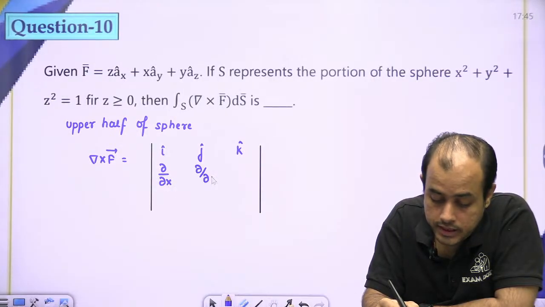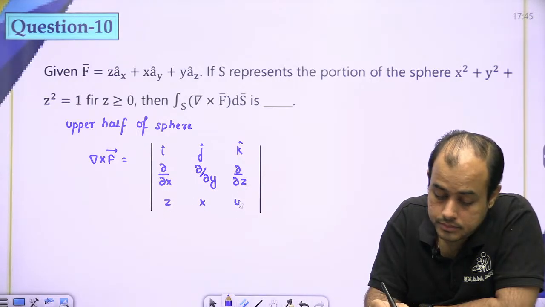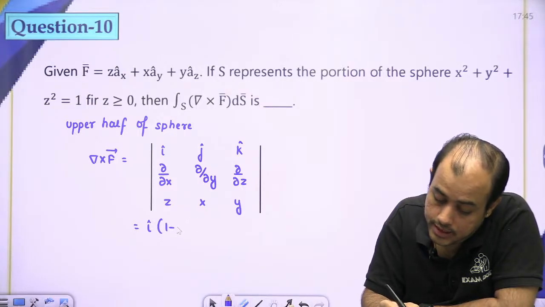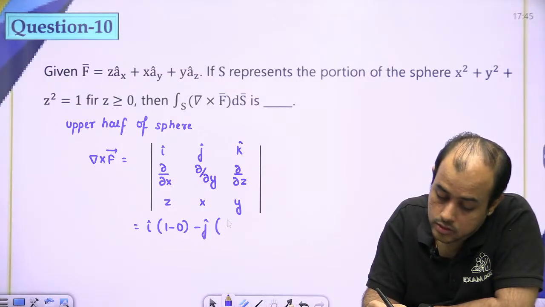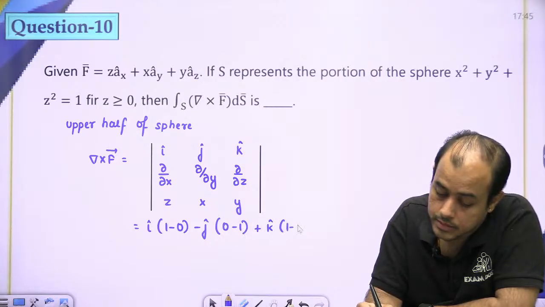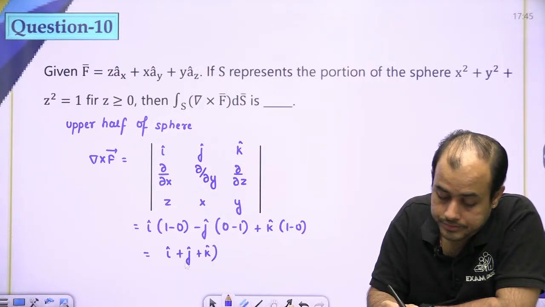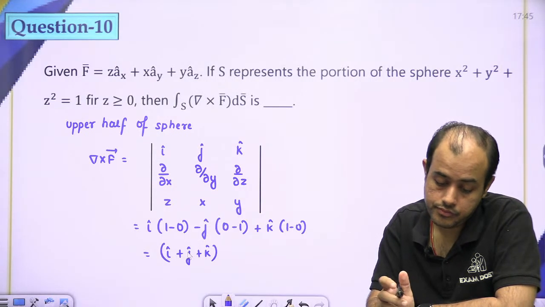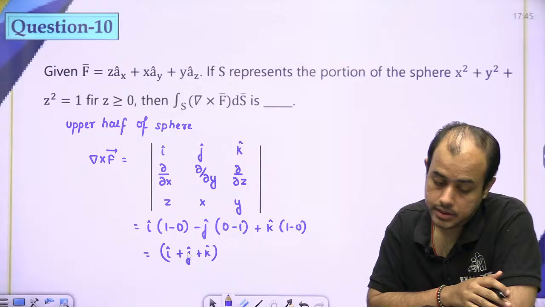अगर ये कंप्लीट स्फीयर दिया होता ना, तो I would directly jump to the divergence theorem. i cap (1 minus del by del z of 0) minus j cap (del by del x of y del by del z) plus k cap (1 minus ...) is i plus j plus k. Okay. i plus j plus k.